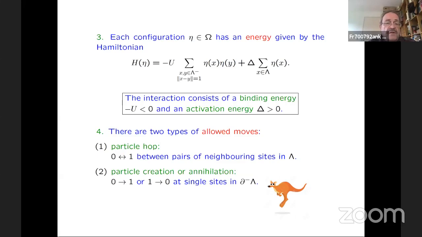So having defined our configuration space, we need to define our Hamiltonian. So this is a function that to every configuration associates an energy. And we're going to write down the lattice gas Hamiltonian. It is written up here, and it consists of two terms. There is a term that captures the interaction between neighboring particles. So if two particles are at vertices x and y that are neighbors of each other, and they're both occupied, so they're both one, then they have a binding energy minus U, and this energy is negative. So there is a kind of glue between particles in the sense that when they're next to each other, the energy of the configuration is lower. And I do this for every pair of neighboring particles. So this is the attractive part of the Hamiltonian.